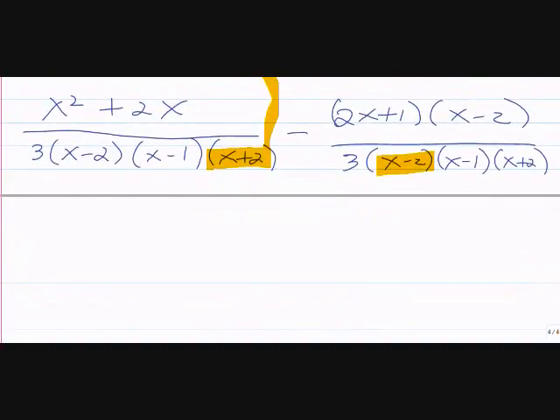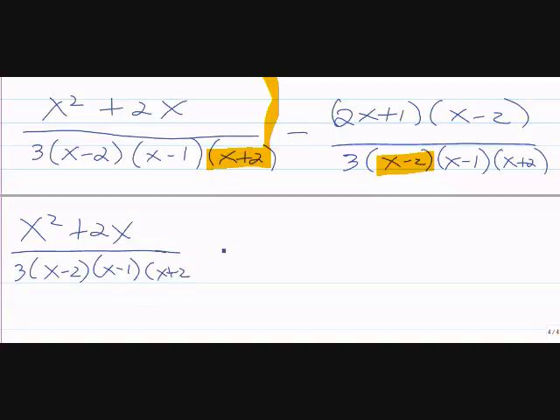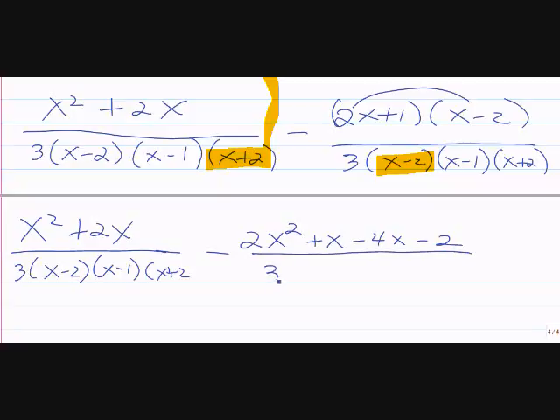Okay. Let's simplify things. Let me leave this x squared plus 2x over here in this other fraction. x minus 2, x minus 1, x plus 2, minus, now I need to know what 2x plus 1 times x minus 2 is. Oh, well, let me FOIL. 2x times x is 2x squared. 1 times x is x. Negative 2 times 2x is negative 4x. And 1 times negative 2 is negative 2. All of that over 3 times x minus 2 times x minus 1 times x plus 2.